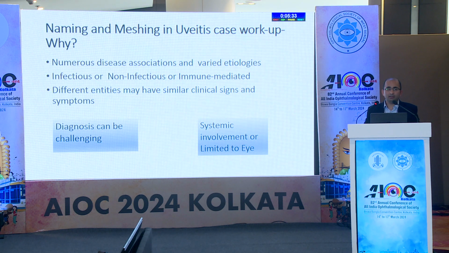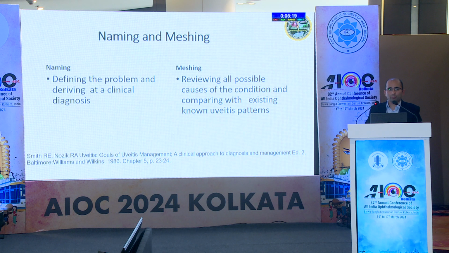This can make diagnosis very challenging, and there are some diseases with systemic involvement and others limited to the eye only. If we have to solve a problem, first we have to define the problem. This is where naming comes into the picture. And when we have done naming, we have to compare this with known etiologies and known patterns, to find out which pattern our patient is fitting.